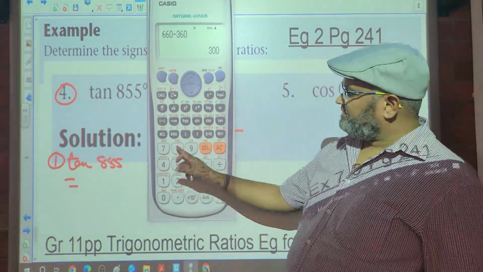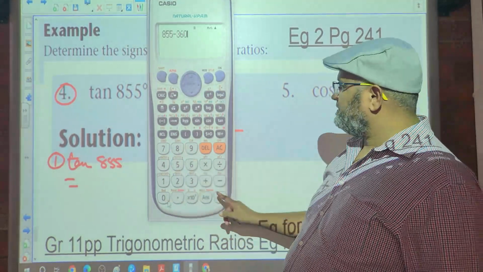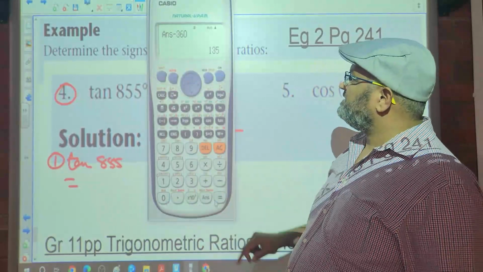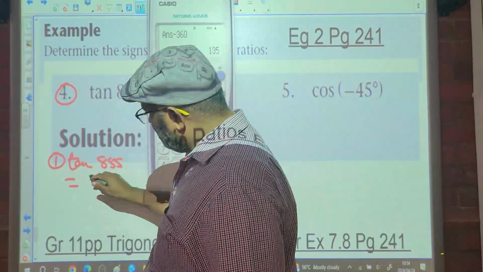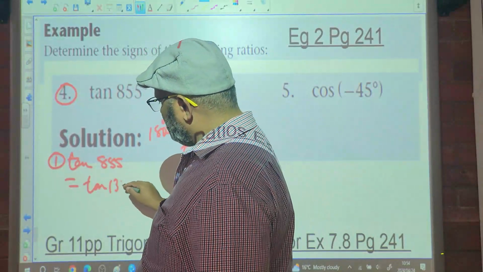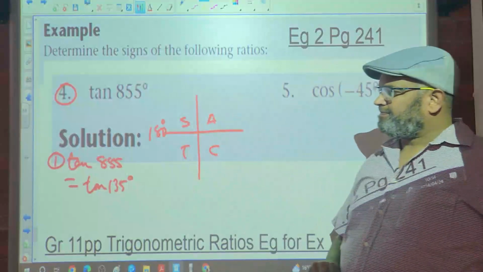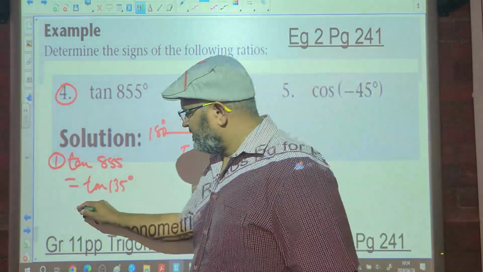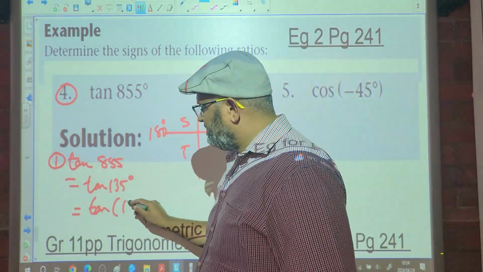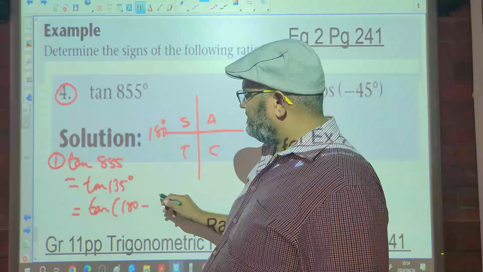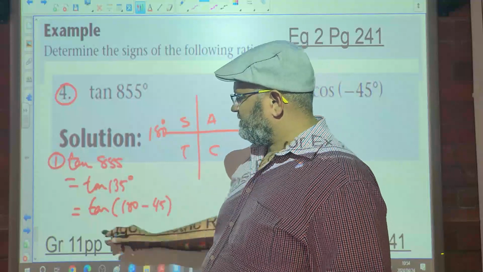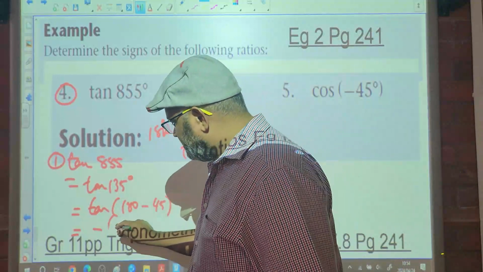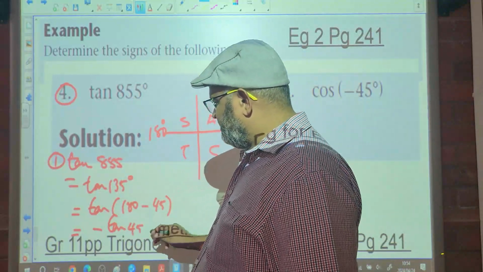So I say 855 minus 360. You see it's still over 360 degrees, so you subtract 360 again. That gives you 135. So that is tan of 135 degrees. Which quadrant is 135 degrees? Quadrant 2. How do you get into quadrant 2? 180 minus 45. So is tan positive or negative in this quadrant? Negative. It is negative tan 45.